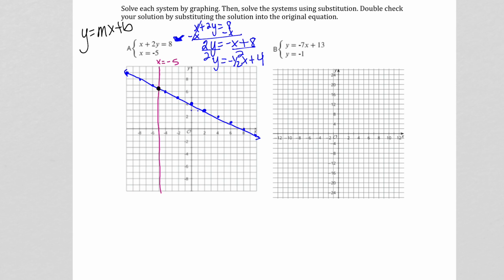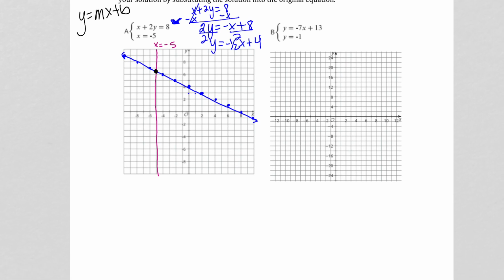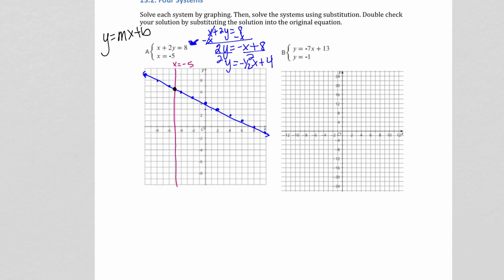Okay, so now I want you guys to use substitution. So this was part 1. So we solved the system by graphing. We've graphed the system right here, which, by the way, you should have arrows on the ends because these are lines that do not end in these directions. So let's see here. Then we're going to solve the systems using substitution.